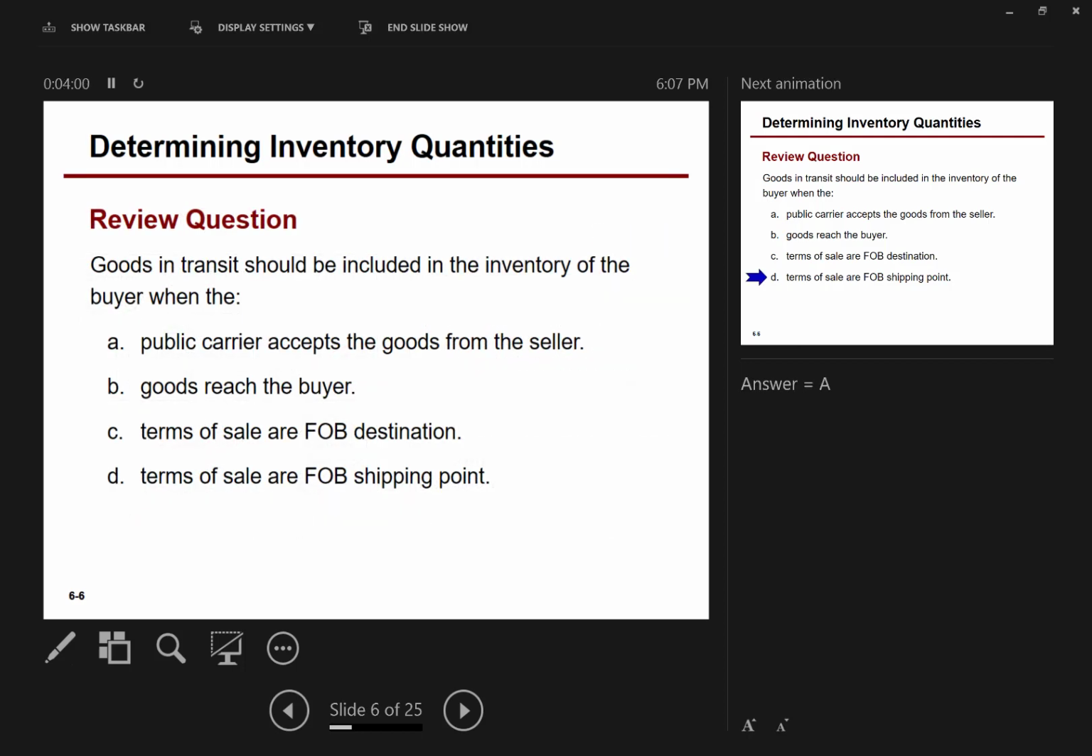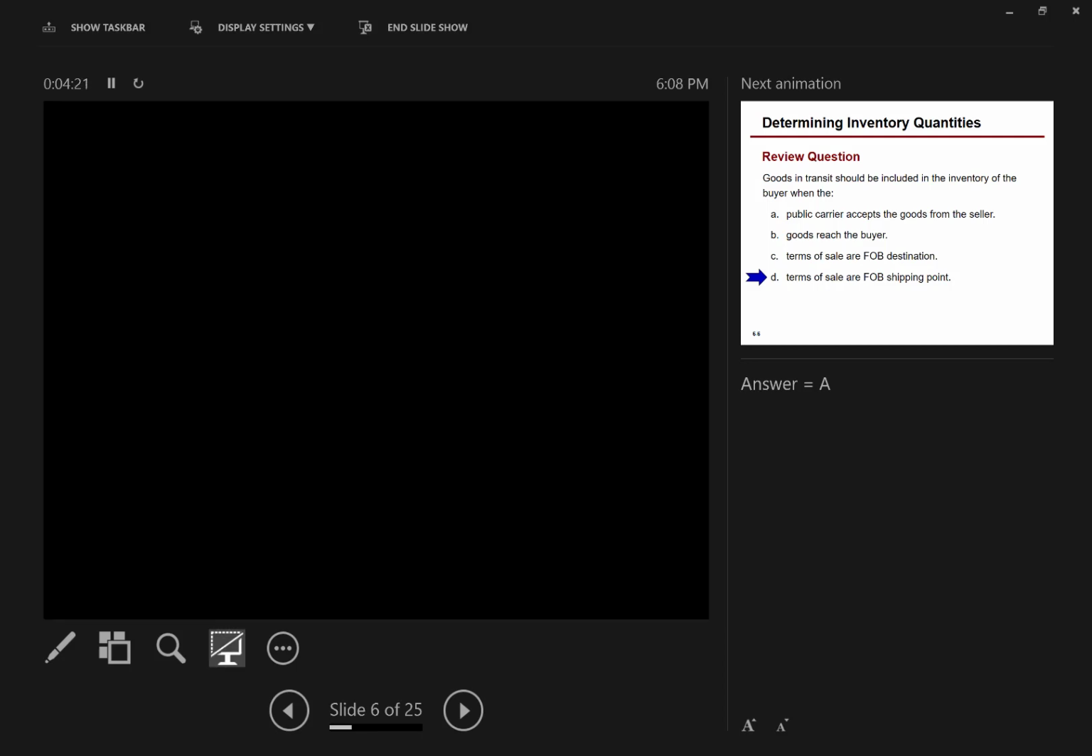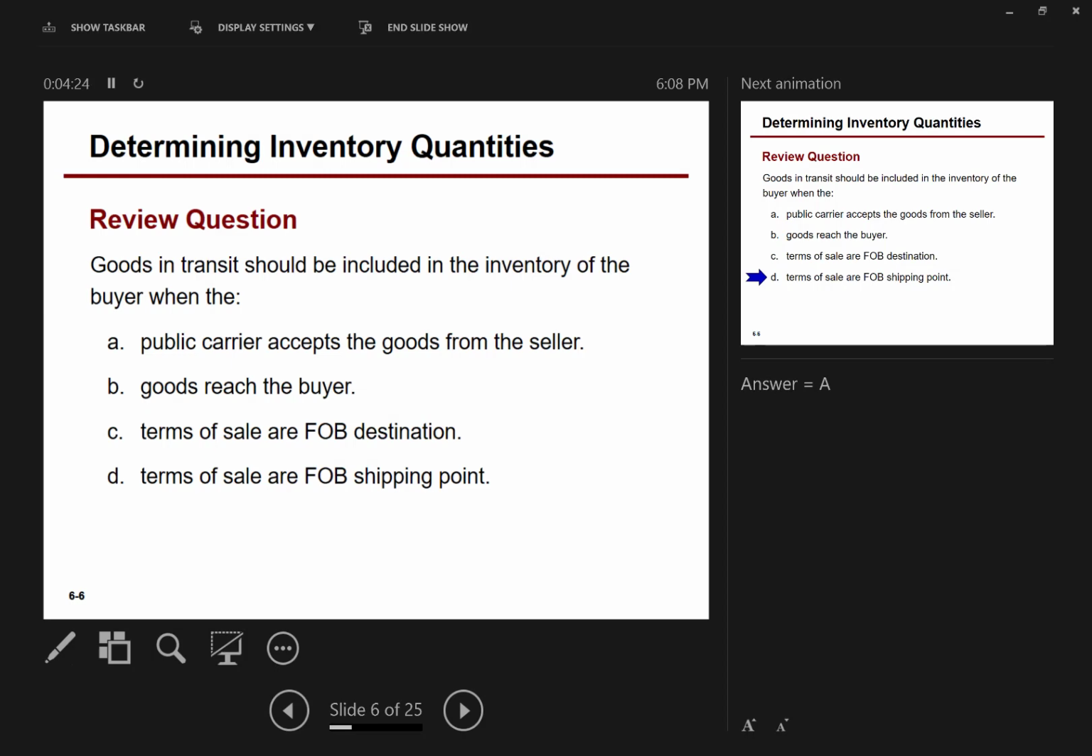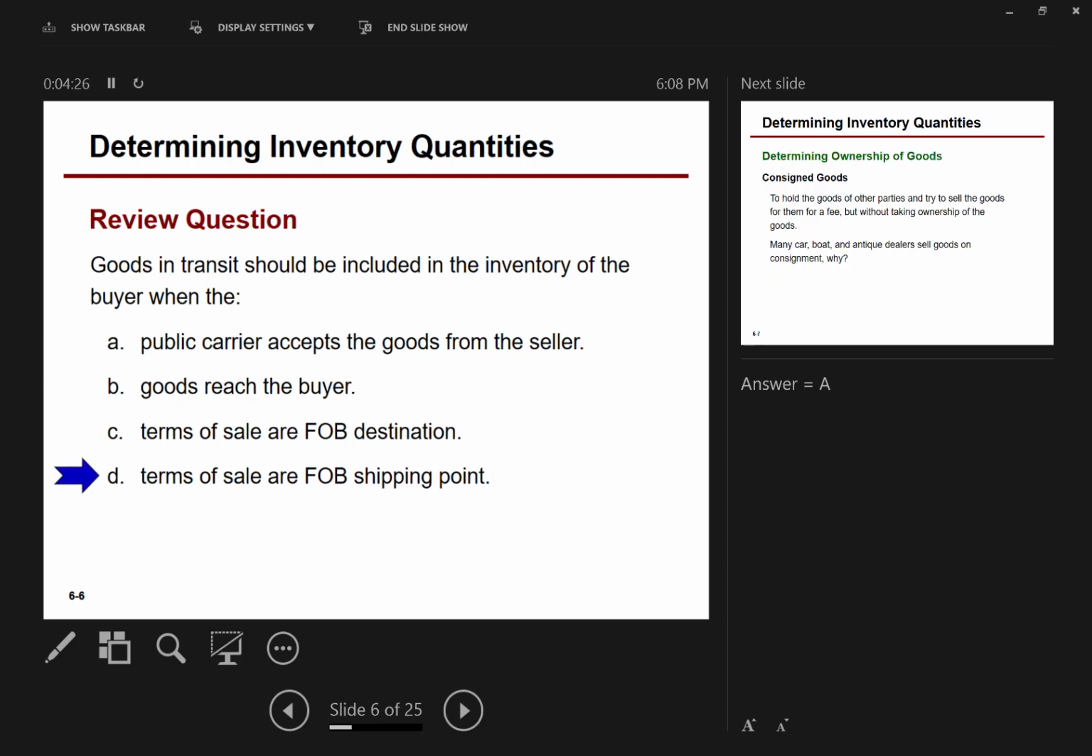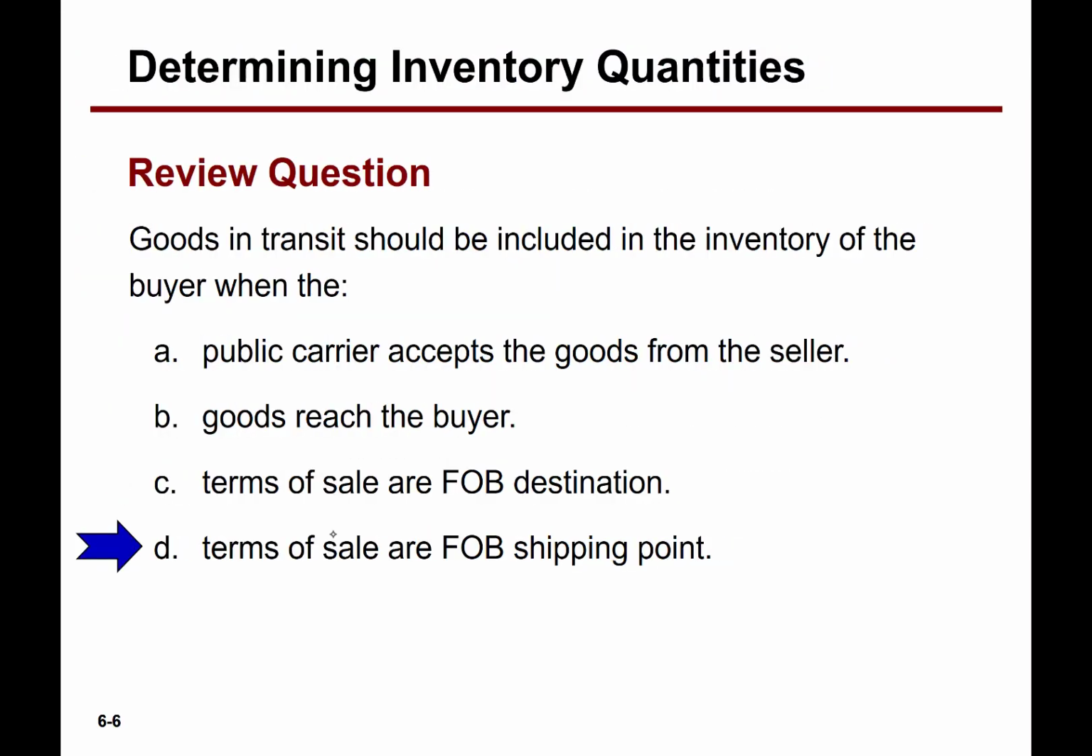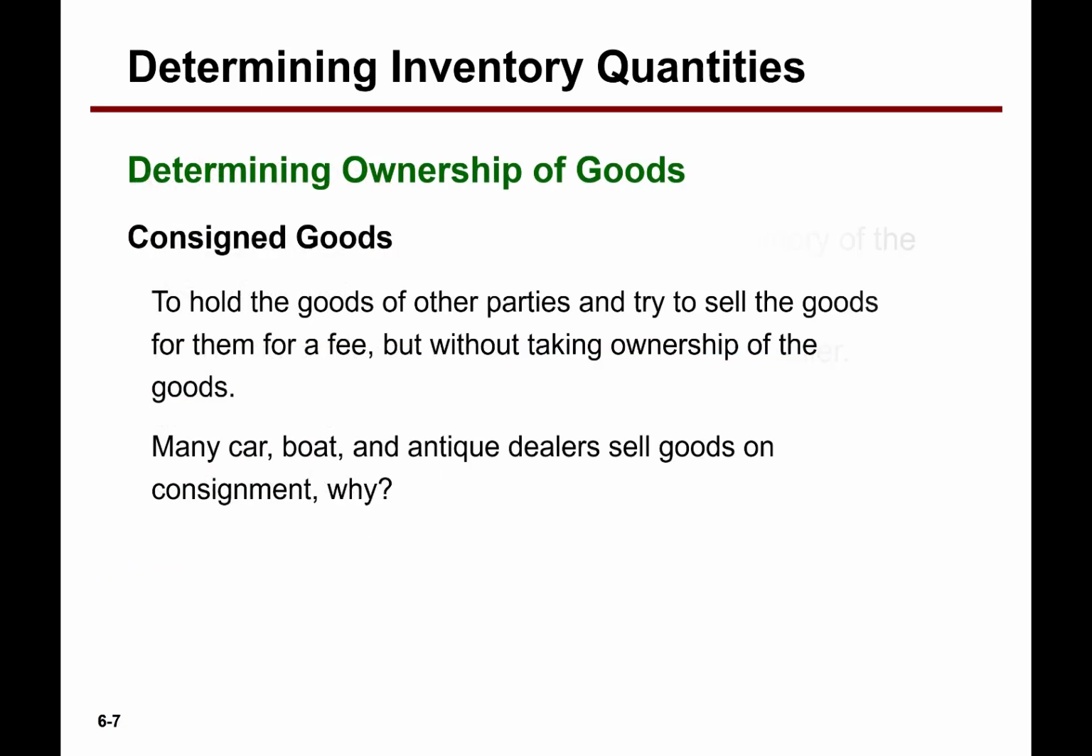Goods in transit should be included in the inventory of the buyer when the public carrier accepts the goods from the seller, when the goods reach the buyer, or when the terms of the sale are free on board destination? It's free on board shipping point. We talked about that last time. You can see a question there. I don't know to what extent I'll get too heavily into that on your exam, but there's a potential question like that.